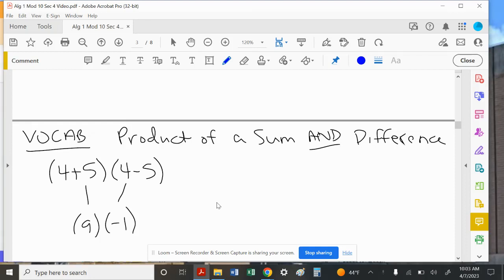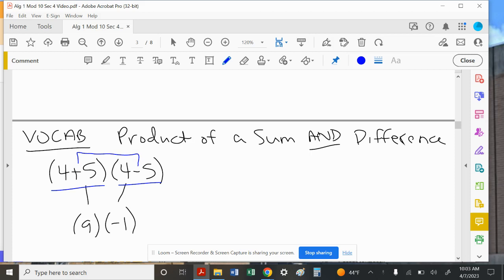Now in this last part of Module 10, Section 4, we're going to learn how to do the product of a sum and a difference. So notice here we have 4 plus 5 times 4 minus 5. And the only difference between these two polynomials is that there's a plus here and a minus here. Everything else has to be exactly the same, okay?